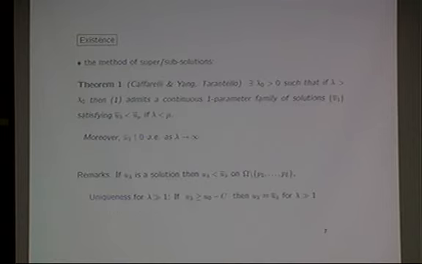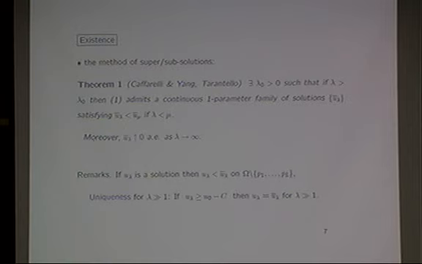So let me mention first the existence part. If we use the method of super and sub-solution, we can get the existence of maximal solutions which satisfy some monotonicity. I mean, if lambda is sufficiently large, then the Chern-Simons-Higgs equation admits a continuous one-parameter family of maximal solutions satisfying this monotonicity. Moreover, if lambda tends to infinity, then the maximal solution tends to 0 almost everywhere.